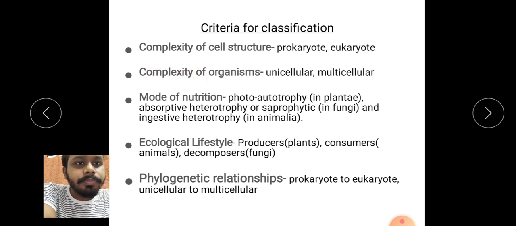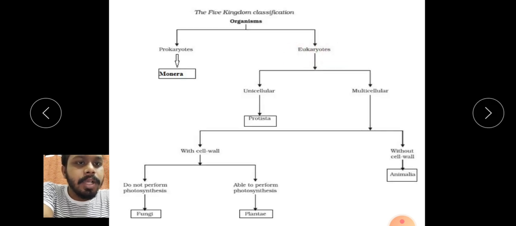The next criterion is the complexity of organisms. Depending on this criterion, organisms are divided into two groups, the unicellular group and the multicellular group. Here we can see the eukaryotic groups are divided into unicellular and multicellular. Unicellular means they have only one cell, and multicellular means they have more than one cell. All the unicellular eukaryotic organisms are placed in the Protista group.